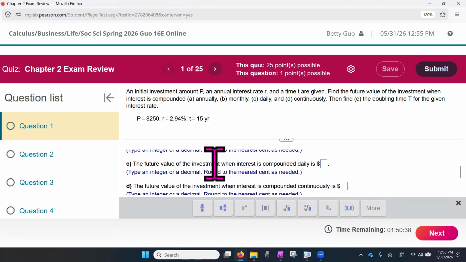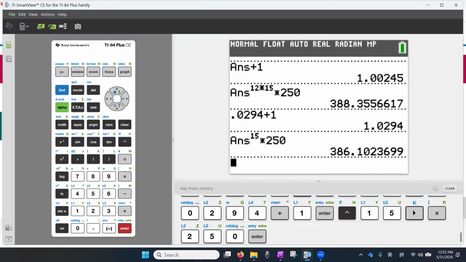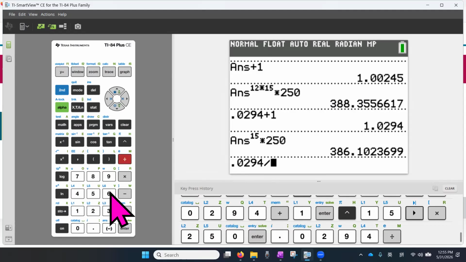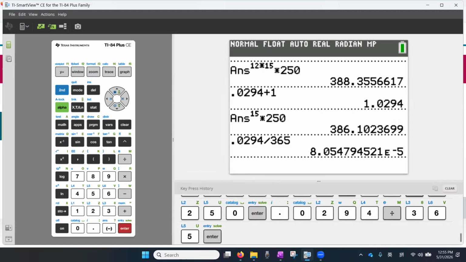Part C. In this case, the interest is compounded daily. Same thing, okay? We're going to start with the annual interest rate, which is 2.94%. As a decimal, it is 0.0294. All right, that's the annual interest rate. Divide the annual interest rate by 365. That's the daily interest rate. It's understandable because there are 365 days in a year.